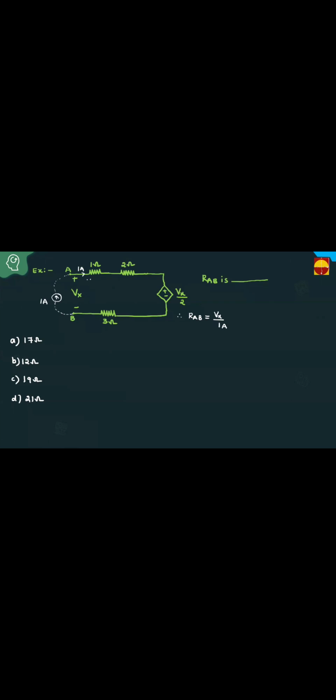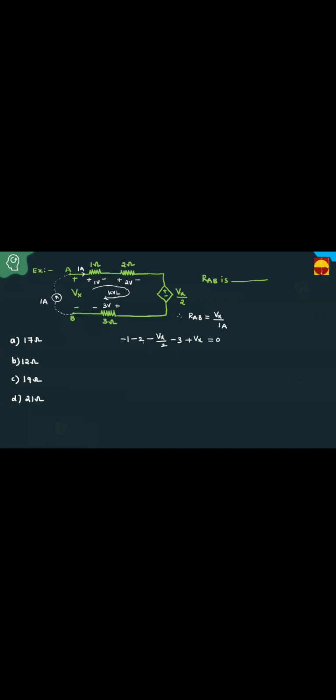Then 1 ampere current is flowing here, with a 1 volt drop. Here 2 into 1 ampere, a 2 volt drop. Then this is Vx by 2. This has a 3 volt drop. Then apply KVL in this loop. If you apply KVL, positive to negative, minus 1; positive to negative, minus 2; positive to negative, minus Vx by 2; positive to negative, minus 3; and this negative to positive, that is plus Vx. Plus Vx equal to 0.